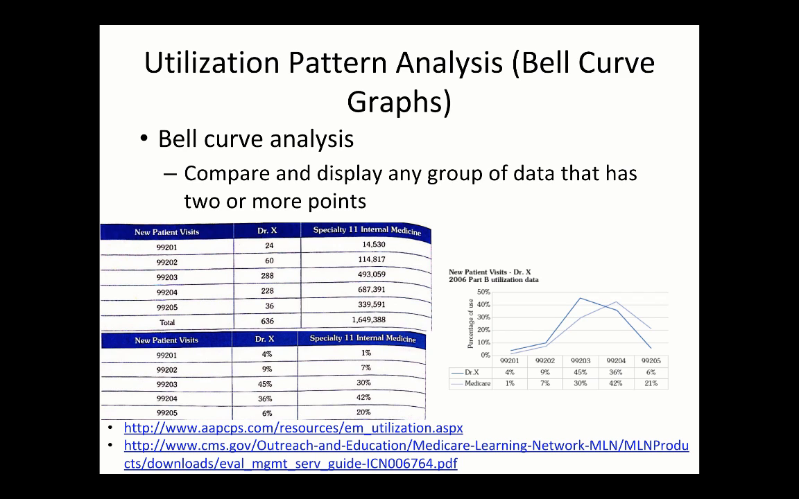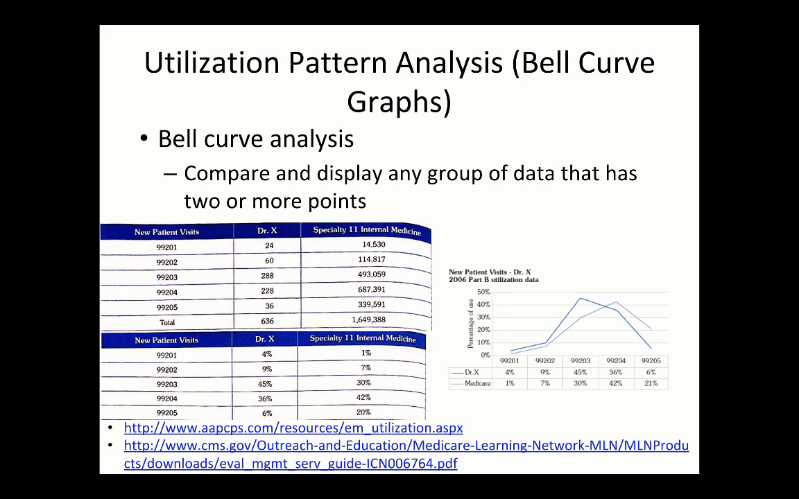Looking at the graph, we find that Dr. X has a greater proportion of patients with the E&M code of 99203, a detailed new patient visit, while Medicare has a greater proportion of patients with E&M codes 99204, a comprehensive new patient visit, and code 99205, a complex new patient visit. AAPC has an online tool that will create these graphs for you using the newest Medicare data for benchmarking. The link is found at the bottom of the slide and is the first link listed.